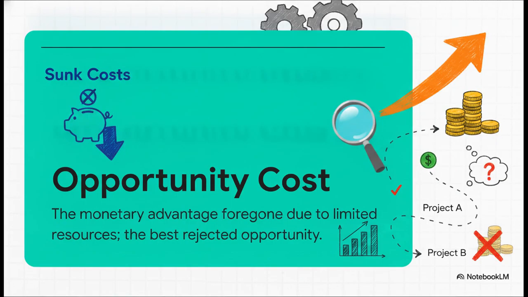Alongside sunk costs, you also have to weigh your opportunity cost. This is the monetary advantage foregone due to limited resources. Basically, it's the snappy way of asking yourself, what profitable path am I giving up by choosing this specific route? If you commit your capital to Project A, your opportunity cost is whatever profit you could have made on the best rejected alternative, which we'll call Project B.